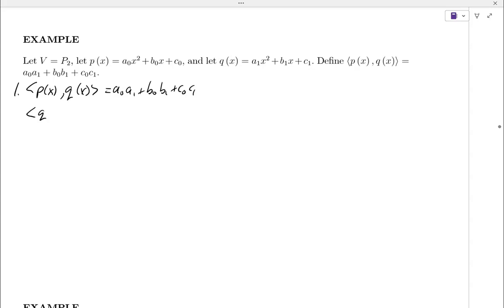Work it the other way around. What do we get if I want to do the inner product of Q of x with P of x? Yeah, good. A1 A naught, B1 B naught, C1 C naught. Everything here is a real number because we're doing polynomials with real coefficients. We're multiplying real numbers together, adding real numbers together. So what could I say about those two expressions? They're equal, right? So these really are equal to each other. So that first axiom of inner products holds.